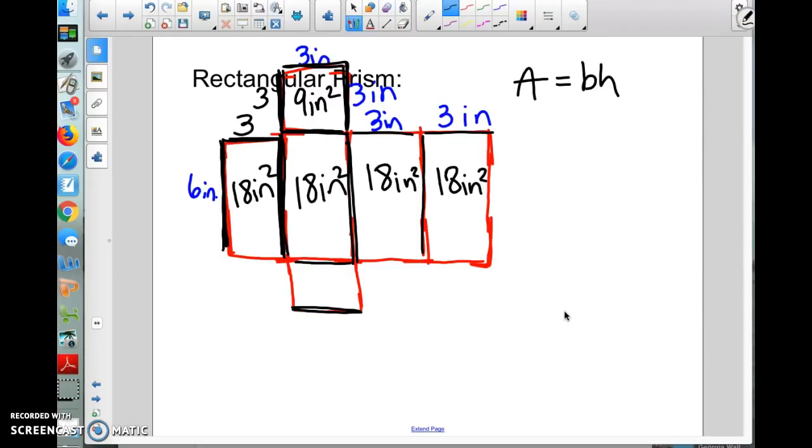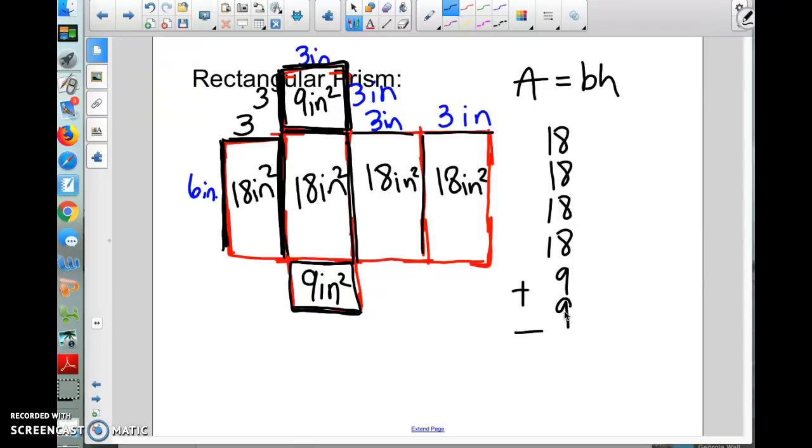Okay? Whatever this rectangle is, which here is a square, will be exactly the same as the top one because they're the bases. In a prism, the bases are the same. So that's 9 inches squared. So just like composite area, what you have to do is add all of the areas together to get your surface area. So I have 18 4 times, or you can do 18 times 4, and I have 9 2 times. On a rectangular prism, you should have 6 sides. 1, 2, 3, 4, 5, 6.